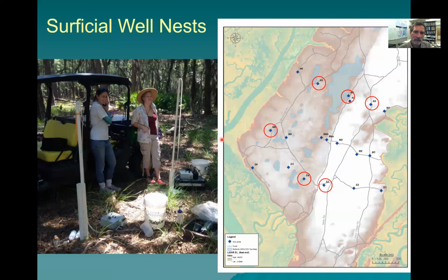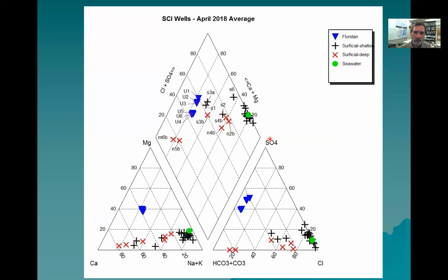I also want to quickly mention that we did install a vertical nest at 6 sites. So we have a 25-foot well along with a 45-foot well, so we can track the vertical movement of saltwater in the system at these locations.